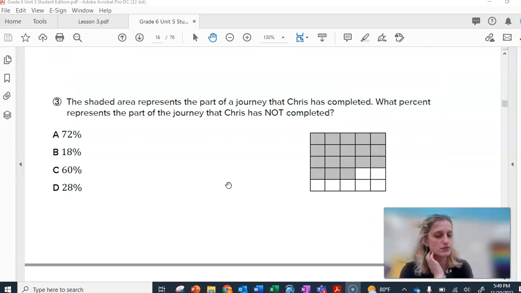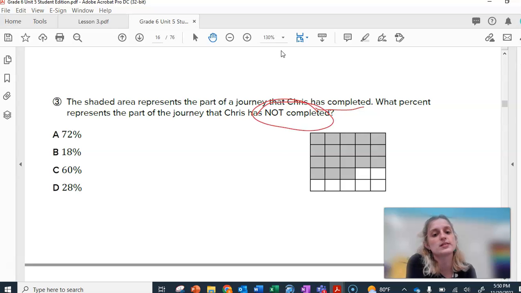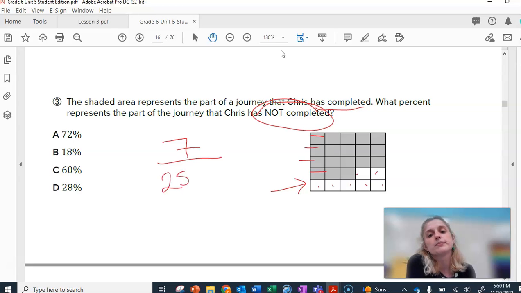This one's a little bit trickier. The shaded area of the part represents what he's completed, but I'm asking you what percent is not completed. So you are going to count the white ones, not the gray ones. 1, 2, 3, 4, 5, 6, 7, out of, this is 5, 10, 15, 20, 25. Make that out of 100 because all percents are out of 100. You do not want to count your gray ones, you want to count your white ones.